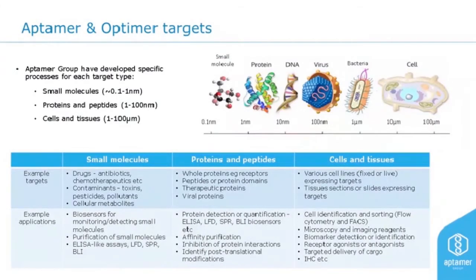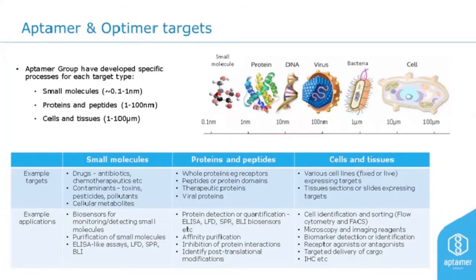So this slide is just here to present some of the different sorts of targets that we can generate aptamers against. So you have the full spectrum of life here, everything from the very smallest molecules all the way up through proteins and viruses to bacteria and whole cells. We can generate aptamers against all of these different sorts of molecule. And at Aptamer Group, we have different processes tailored to fit the size requirements of the target. So our small molecule process is different from proteins, is different from cells.